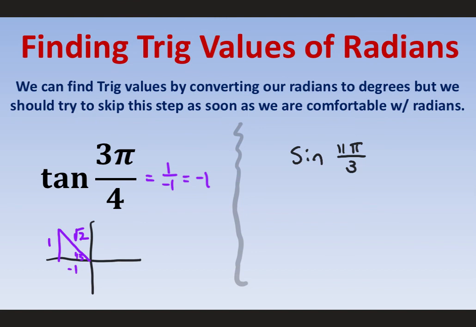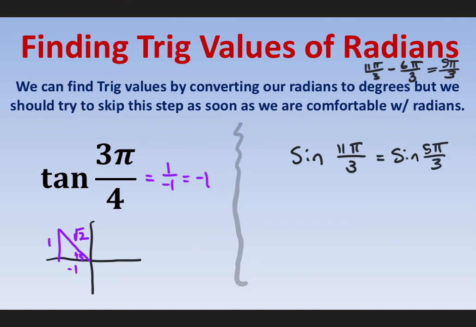So what I'm going to do is subtract, and I can do this math off in the margin. I have 11 pi over 3. I'm going to subtract 6 pi over 3, which is 2 pi or a whole circle, and I get 5 pi over 3. So that's my coterminal angle, so I can use that instead. So sine of 11 pi over 3 is the same as sine of 5 pi over 3. These are the same angle.